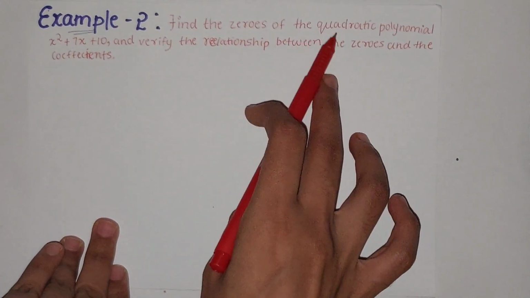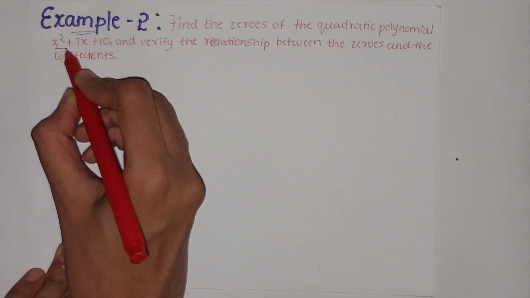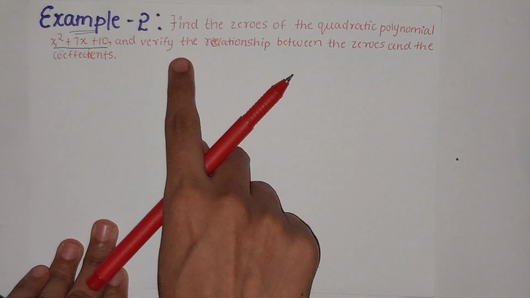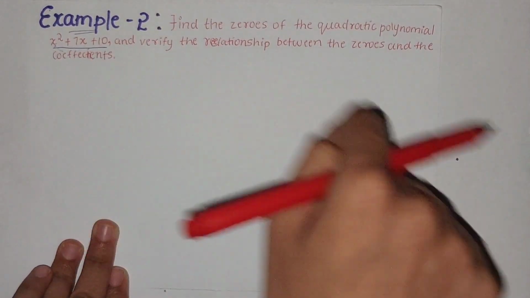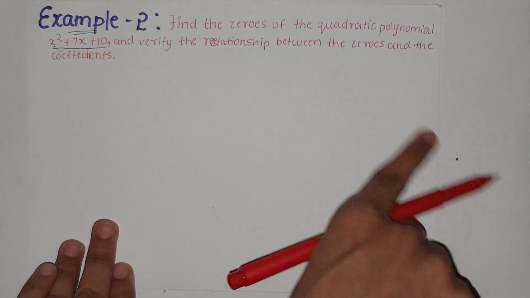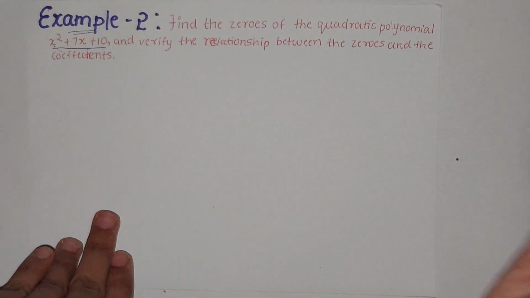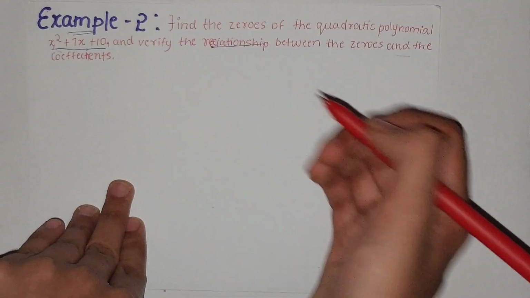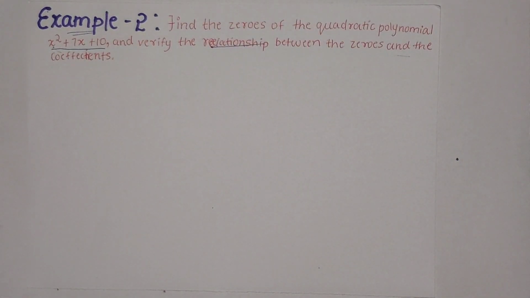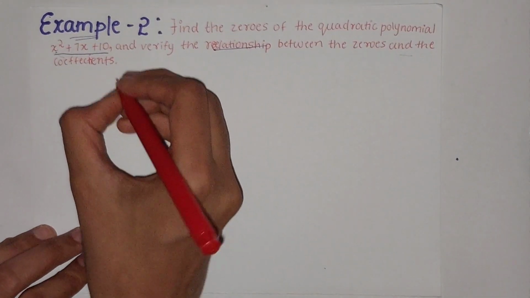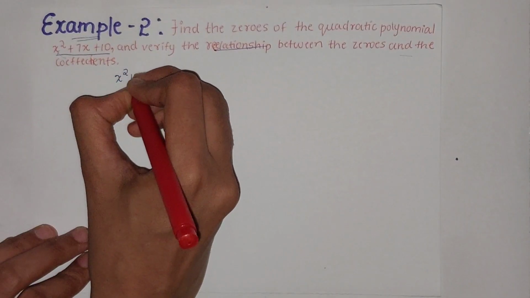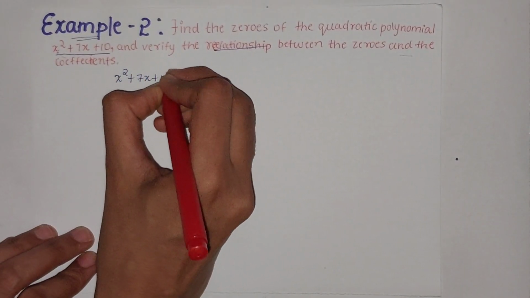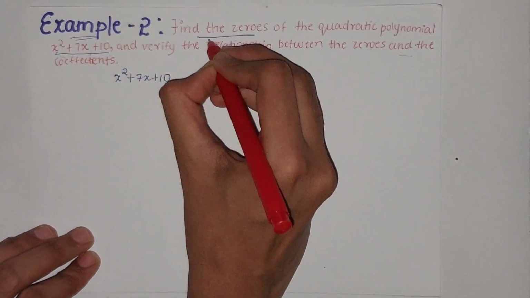Find the zeros of the quadratic polynomial they have given, and verify the relationship between the zeros and the coefficients. We have seen what the zeros of a polynomial are, what a coefficient is, and the relationship between these both, isn't it? Now let me write this quadratic polynomial here: x square plus 7x plus 10. First I should find the zeros, right?